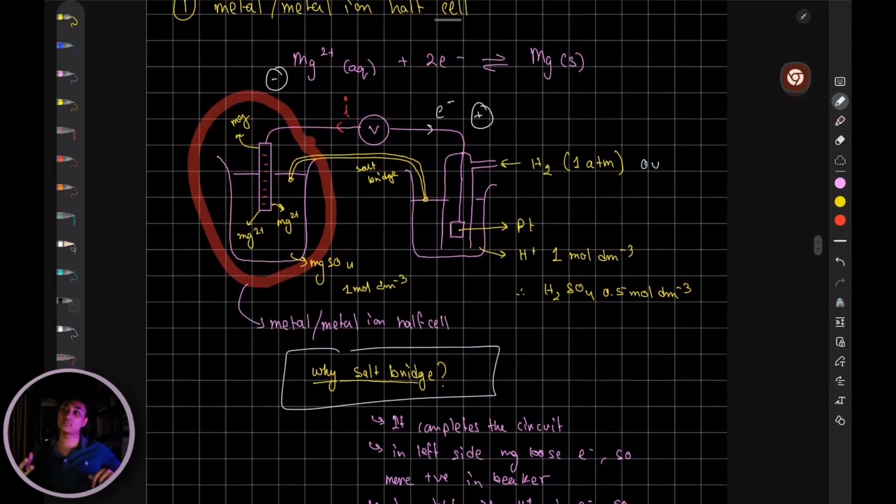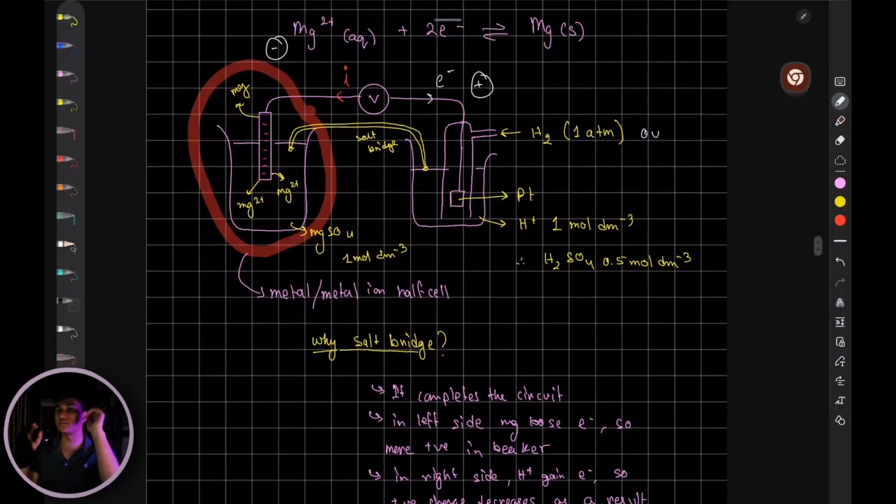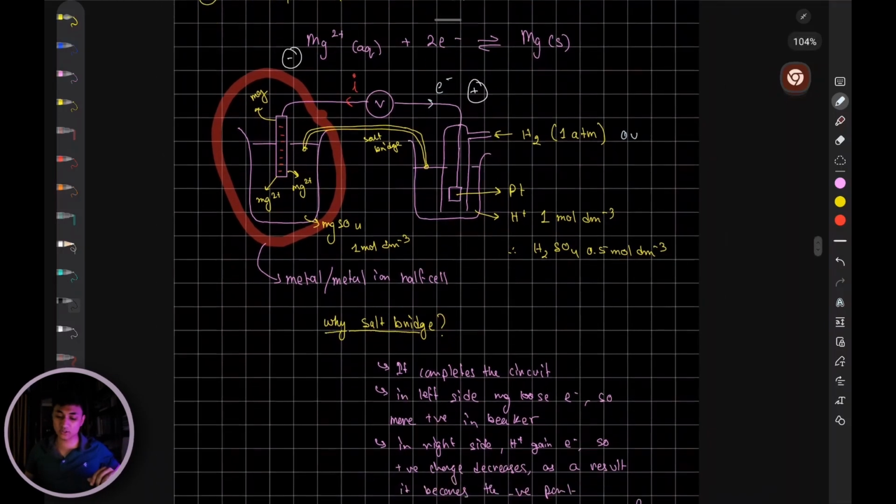But there is actually a bigger reason, that is to keep the charge on either beaker, or either solution, the same. Let's say the magnesium ions over here, since it is losing electrons, right, this half cell will eventually get more positively charged. Now, to make sure that doesn't happen, your anion from the salt bridge is going to get to this solution and make sure the positive charge over here does not build up. So to make sure the charge remains the same, the salt bridge is there to replace the ion concentration.